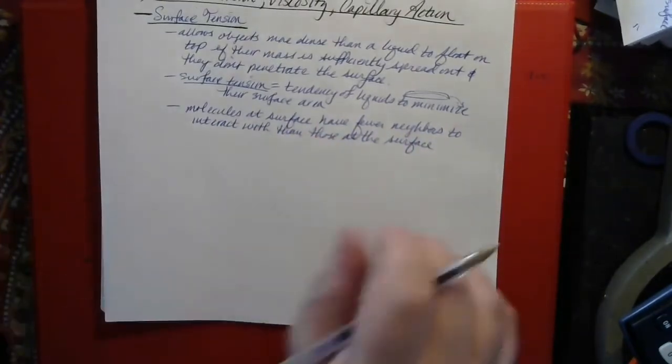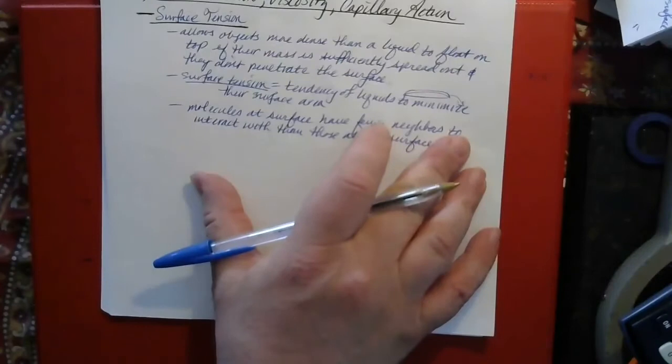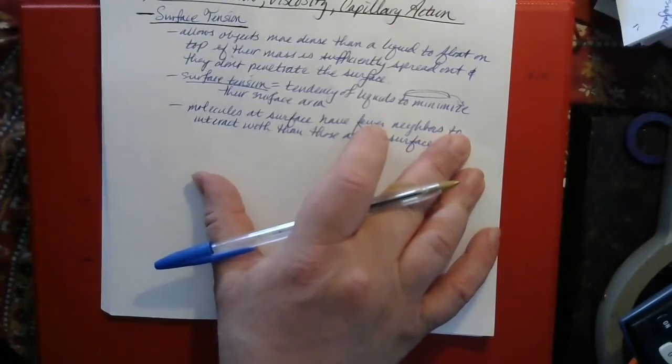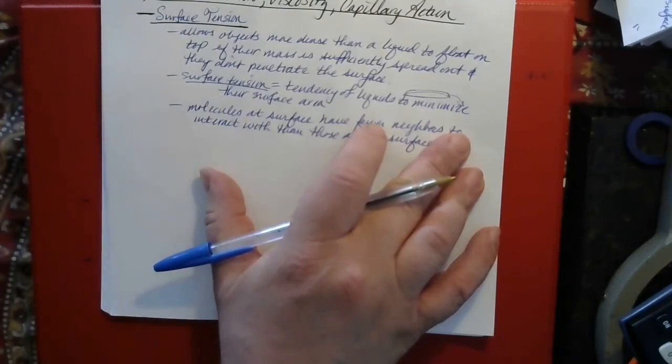Because down inside the body of the liquid, you've got basically molecules on all sides of any particular molecule, above and below and to the left and to the right and in front and behind. When you get to the surface, you've still got molecules below and to the left and to the right and in front and back, but there's nothing above. And so they have fewer molecules to interact with at the surface than they do down in the interior.